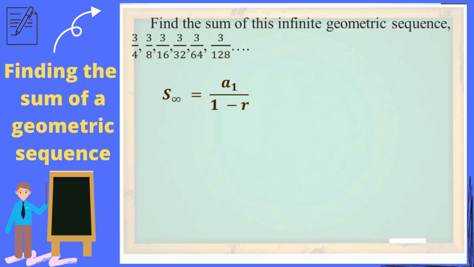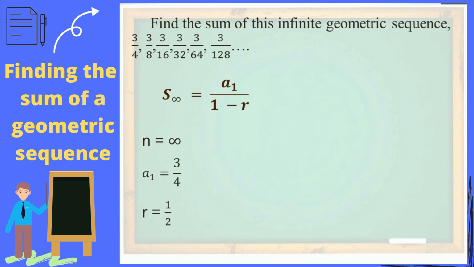Another example, find the sum of this infinite geometric sequence. So since it is an infinite geometric sequence, we need to use the formula for the sum of infinite geometric sequence. So that is S sub infinity equals a sub 1 all over 1 minus r. So first, we need to identify all the given values. So n is equal to infinity, and the first term is equal to 3/4, and r, or the common ratio, is equal to 1/2. That is 3 over 8 divided by 3/4.